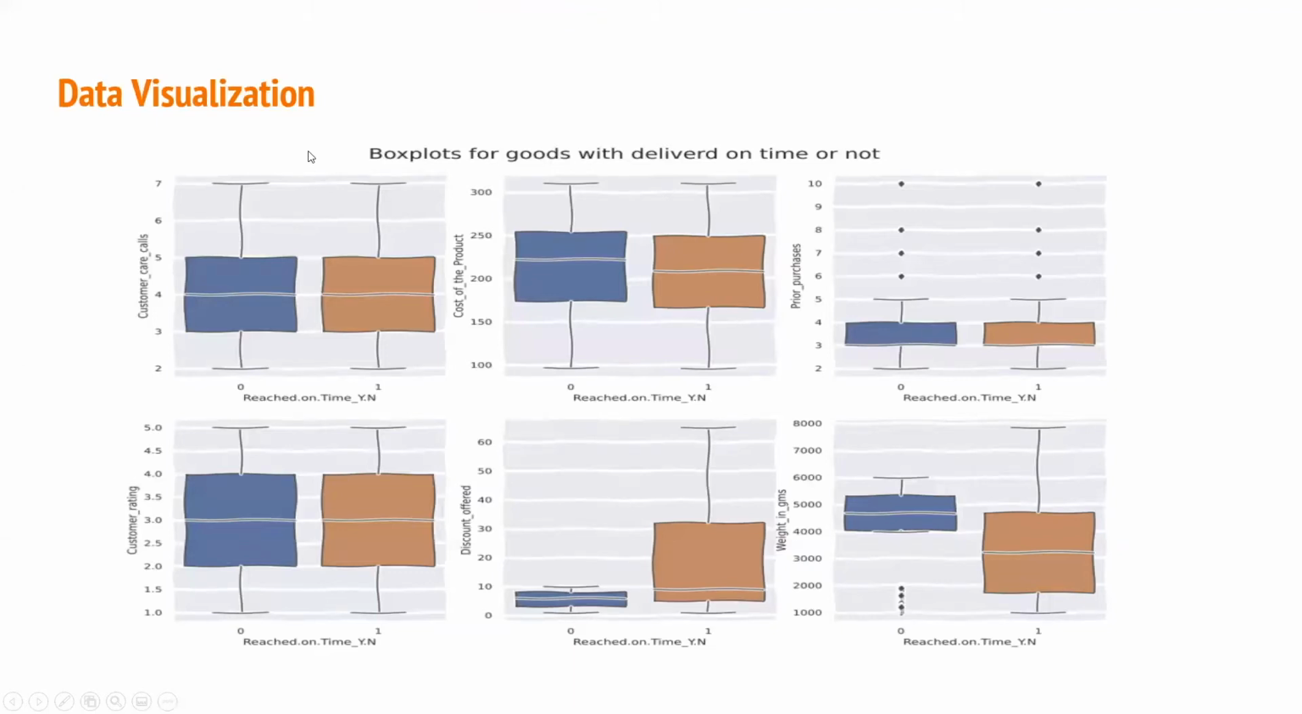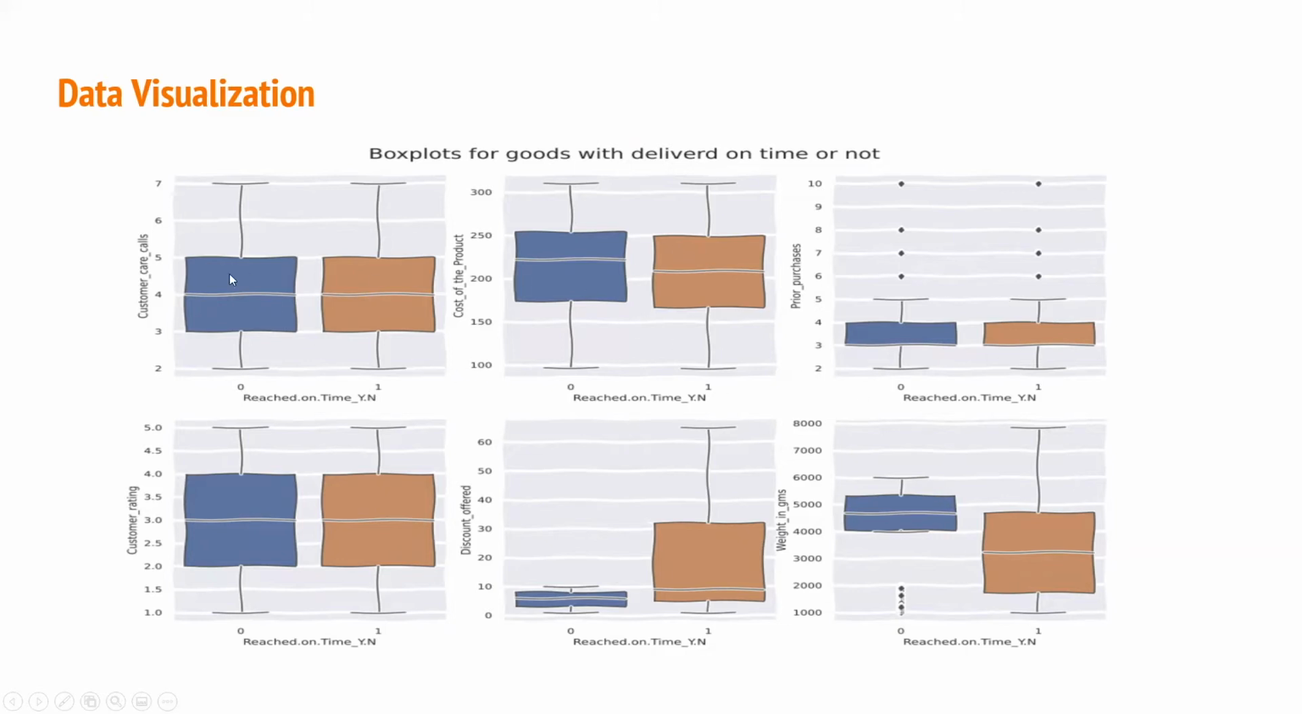Here is about the visualization. I have a box plot of the goods which are delivered on time or not. This is related to the different variables, and their variances between 0 and 1, where 0 is not arrived and 1 is arrived. And here is the range. The black line is the median.